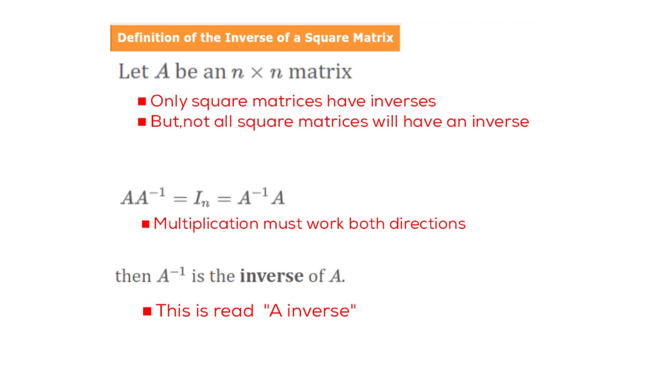If it truly is an inverse, then you should be able to multiply this direction and get your identity matrix, but you should also be able to multiply the other direction and get that identity matrix. And just a little bit with notation, this little -1, just like when we talk about inverse functions, that little -1 superscript indicates that it's the inverse, and we read it A inverse when you see this, A inverse.